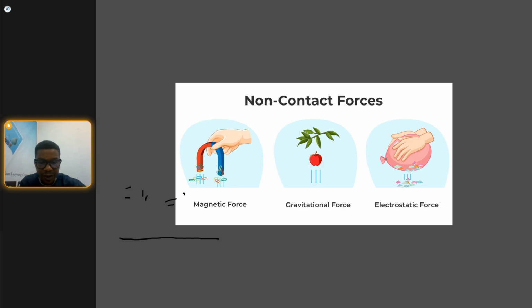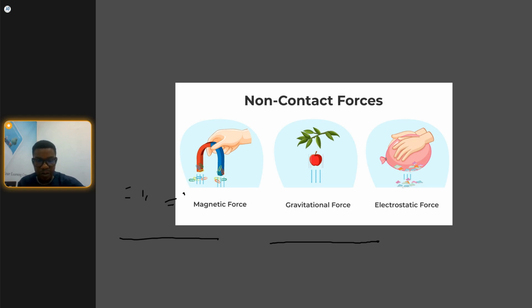We have gravitational force. An orange falling down from a tree to the ground is also a non-contact force because the ground and the tree are not touching each other physically, but there's a force that makes the orange fall down to the ground. There's a force that pulls the orange to the ground, and that force is called gravitational force. The same thing is applicable here.